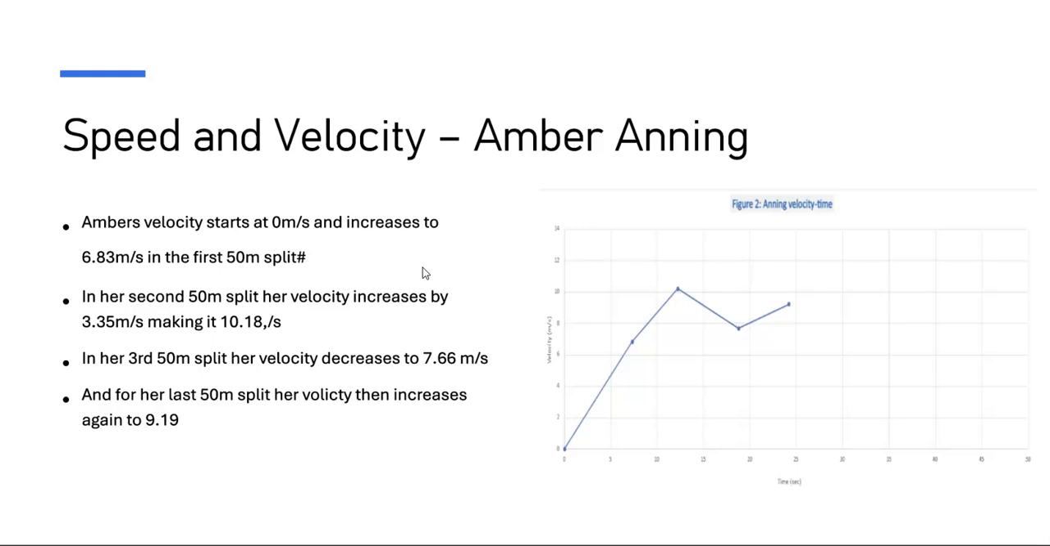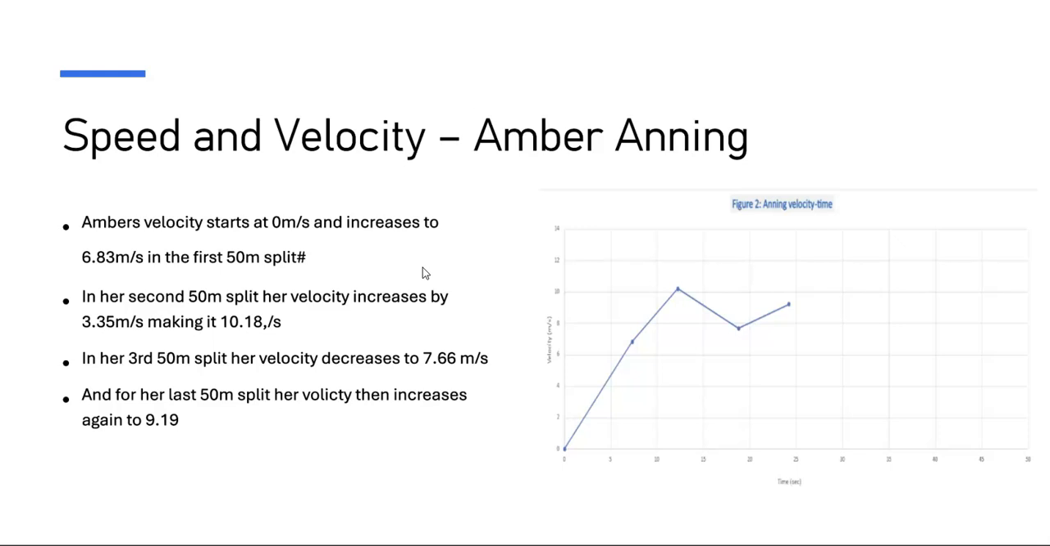Speed and velocity of Amber Anning. Amber's velocity starts at 0 meters per second and increases to 6.83 meters per second in the first 50-meter split. In her second 50-meter split, her velocity increases by 3.35 meters per second, making it to 10.18 meters per second. This is her max velocity over the 200 meters. Just like Usain Bolt, she is running as fast as she can and putting in loads of effort.